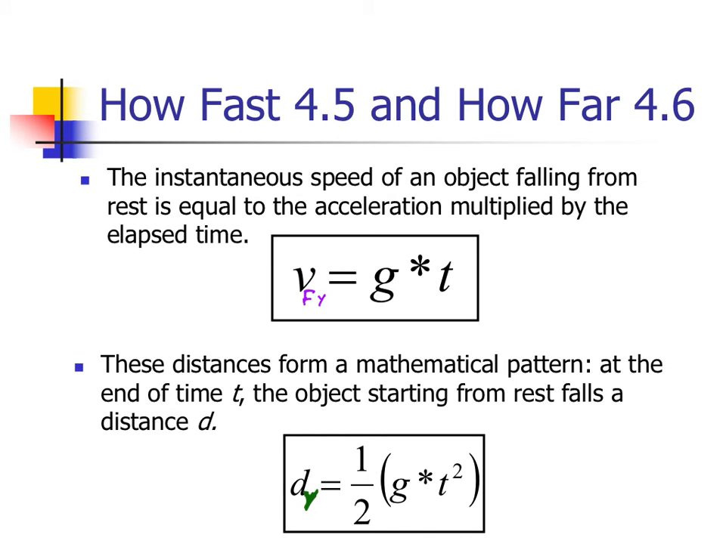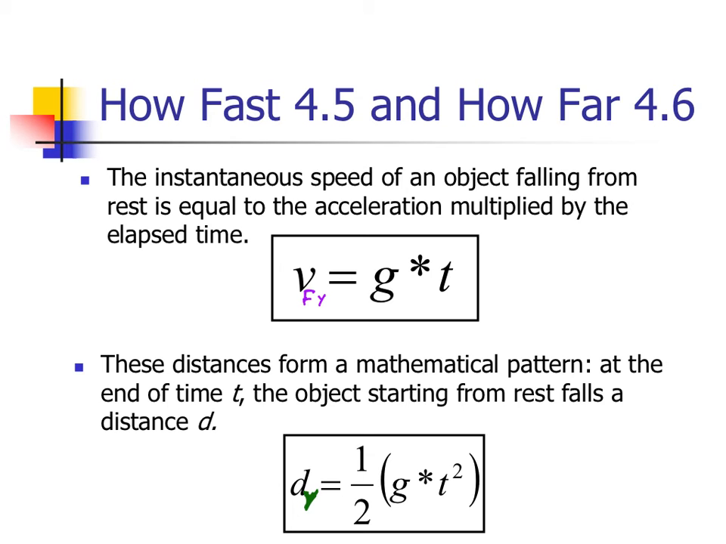Now, the instantaneous speed of an object falling at a very specific time, the final velocity in the y direction, is given by this equation: V sub Fy is equal to gravity times time. We almost, in a way, proved that equation from the previous example of an object falling. What would the velocity be at certain points?